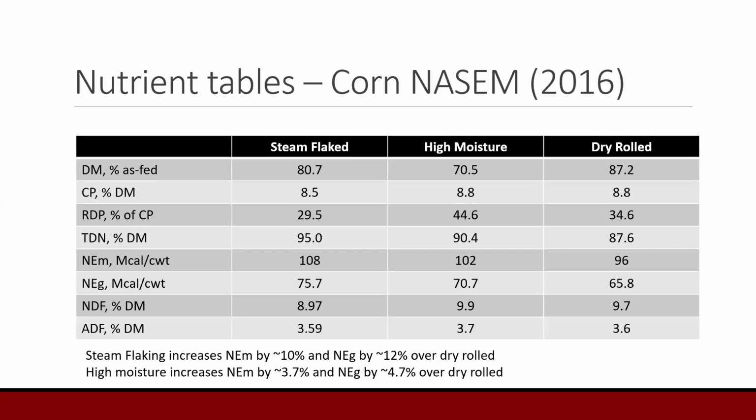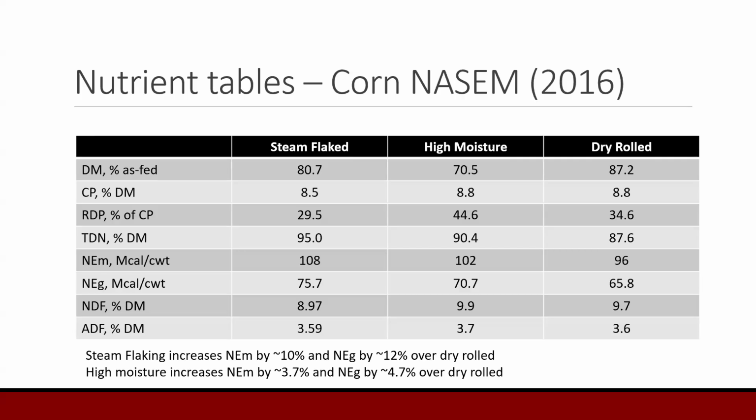So TDN, NEm, NEg, those are all going to follow each other. See no real impact on fiber content of these different processing methods. Okay? So steam flaking increases NEm by about 10% and NEg by about 12% relative to dry rolled. High moisture increases NEm by about 4% and NEg by about 5% over dry rolled.